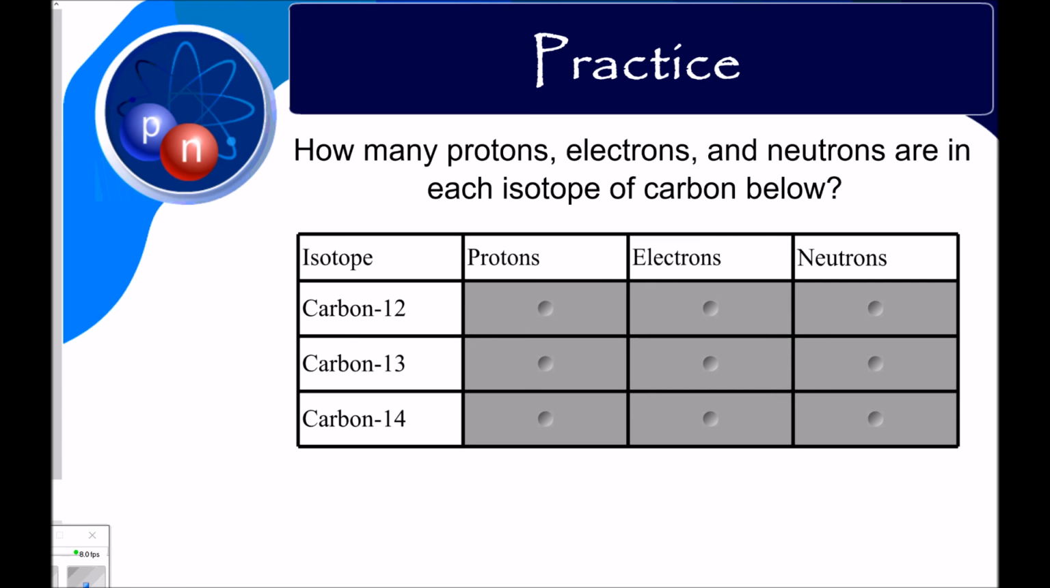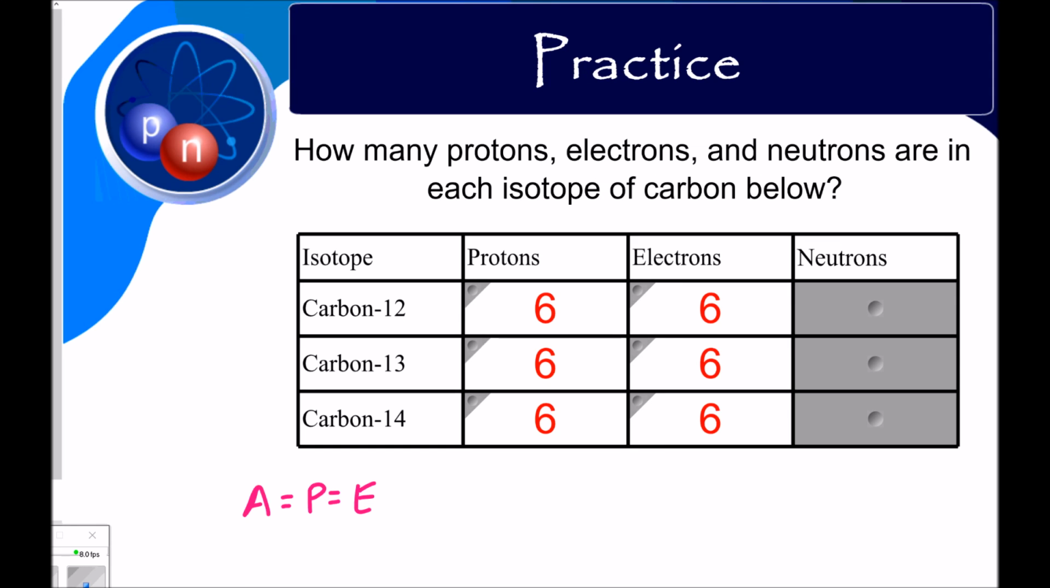Here's a table showing our three different isotopes of carbon. How many protons, electrons, and neutrons are in each isotope of carbon below? Let's use APEMAN to help us out. So we know A equals P equals E, which means the atomic number equals the number of protons and electrons. So we can just look up carbon on our periodic table, and we can see that its atomic number is 6. So I know that every isotope of carbon must have 6 protons and 6 electrons.